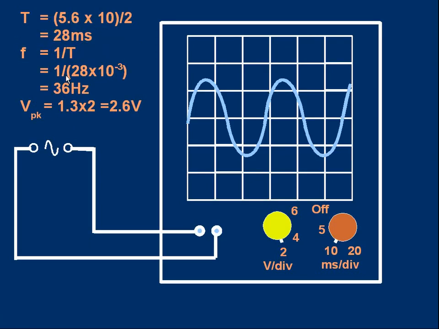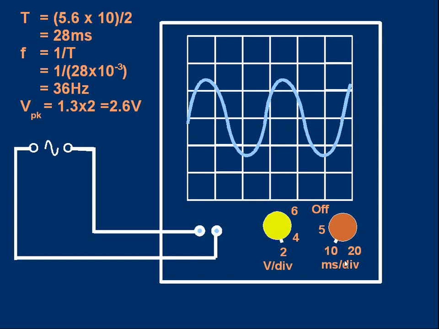Pause the video, see if you can answer those questions. Here are some answers. First of all, let's get the time period. We could measure one period on the screen directly. It's slightly more accurate to measure as many periods as you can and divide by the number of periods. We've got 2 complete periods here, haven't we? From the beginning, that's 1, and there's the second period up to this point. And that's about 5.6 divisions. So we've got 2 periods is 5.6 divisions.